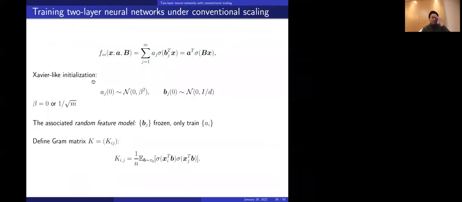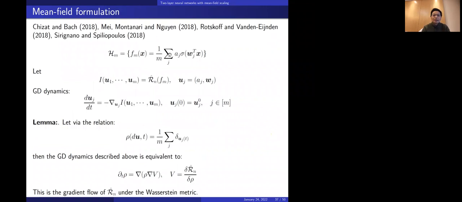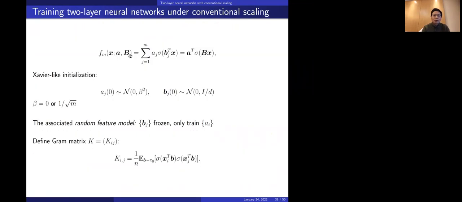Let me show you what happens in practice. The difference between this two-layer neural network and this two-layer neural network is that there's a 1/m here, and here there's no 1/m. That difference looks small, but actually causes a big difference in the training dynamics. Anyway, if we take the usual initialization, namely choose these coefficients AJ to be normal, Gaussian random variables, then just run, and let's ask what happens.